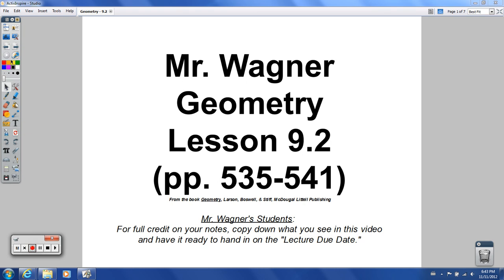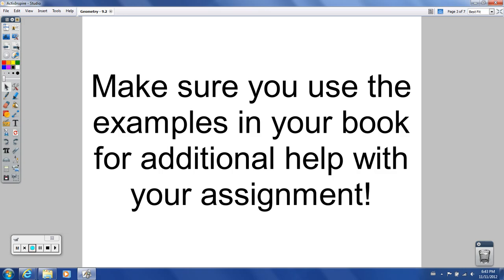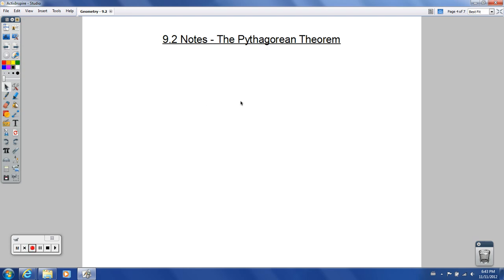It can be found on those pages right there. And oh yeah, we are dealing with the Pythagorean theorem today, and also talking about what a Pythagorean triple is. So make sure you're using those extra examples. If you need some extra help, take a look there. They've got a lot of extra good examples to look at there.